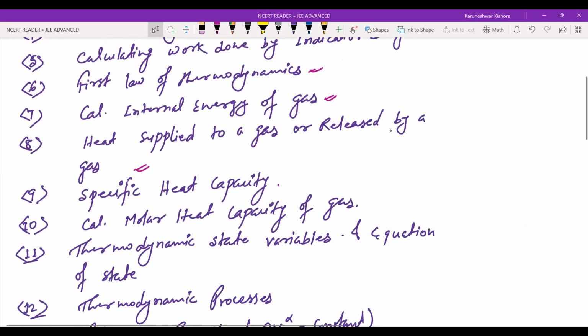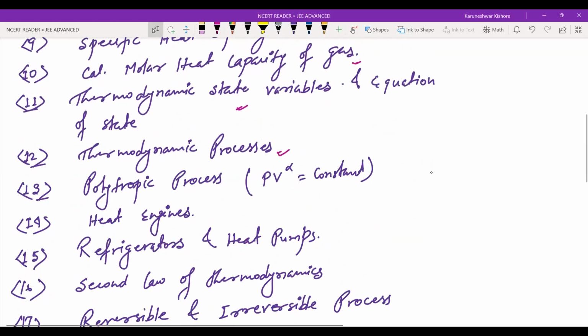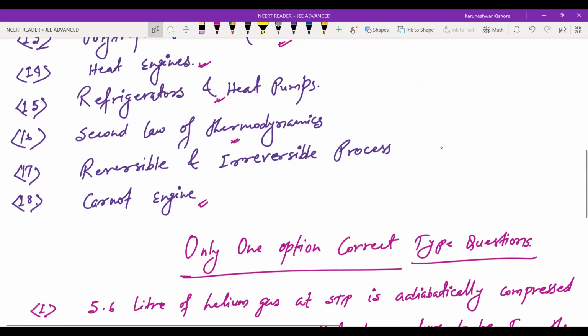Then specific heat capacity, then molar heat capacity of the gas, then thermodynamic variable, state variable, and the equation of state. Then you have thermodynamic process, all the processes here, then polytropic process, and heat engine, refrigerator, heat pump, second law of thermodynamics. Then we have reversible and irreversible process and the Carnot engine.